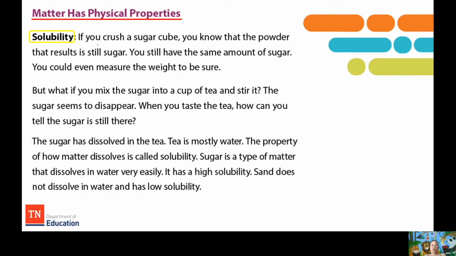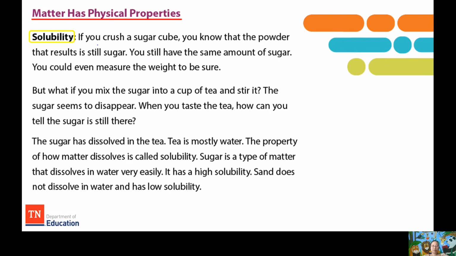If you crush a sugar cube, you know that the powder that results is still sugar. You still have the same amount of sugar. You could even measure the weight to be sure. But what if you mix the sugar into a cup of tea and stir it? The sugar seems to disappear. When you taste the tea, how can you tell the sugar is still there? Well, it tastes sweeter. The sugar has dissolved in the tea.